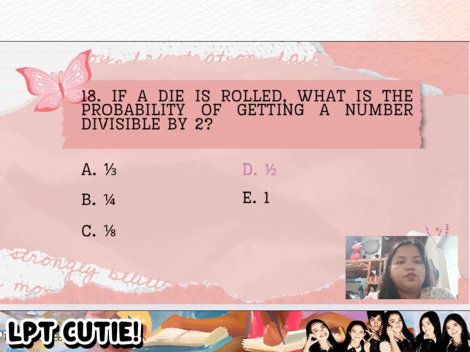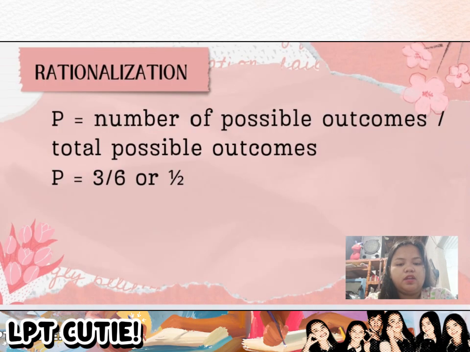So in this case, we're going to use this formula: P, or the probability, is equal to the number of possible outcomes divided by total possible outcomes. In a die, there are 6 outcomes, right? In that 6, how many numbers are divisible by 2? We have 3, because 2, 4, and 6 are divisible by 2. So the number of possible outcomes is 3, and the total possible outcomes is 6.